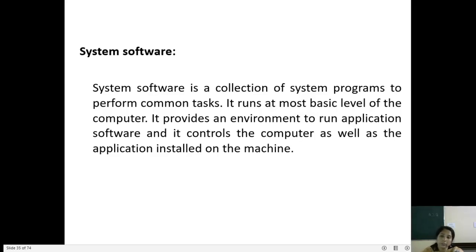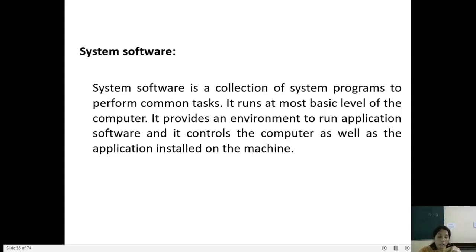System software is nothing but a collection of system programs to perform common tasks, and it runs the basic level of the computer. Like I told you previously, they introduced operating systems, and operating systems like Unix, Windows, as well as Linux, as well as DOS. This is the basic software they introduced to run the system, to run the application, to control the application of the computer. So this will be installed whenever you purchase. Without that particular system software you can't work.